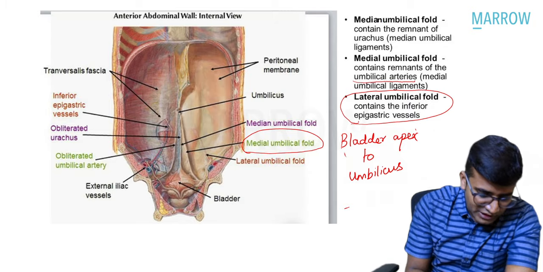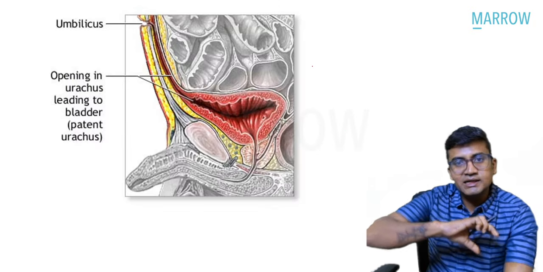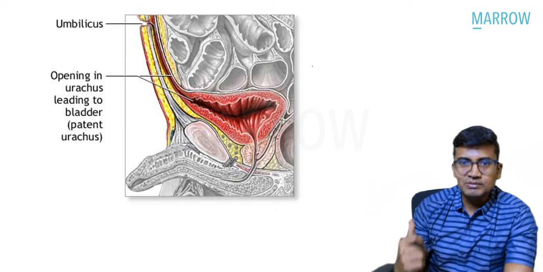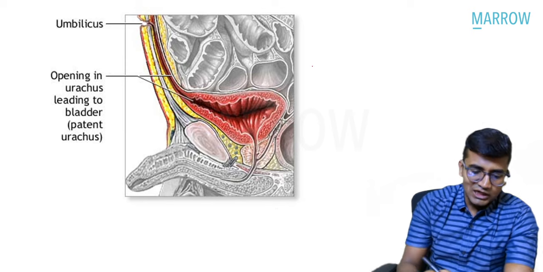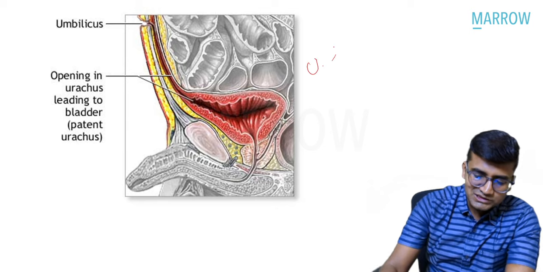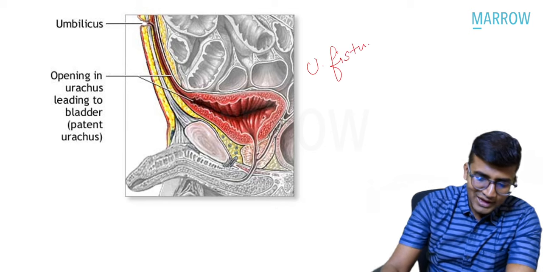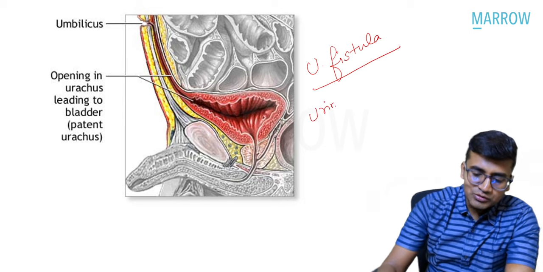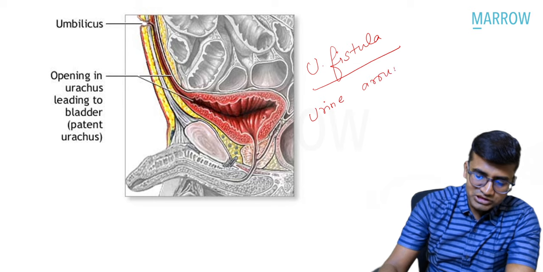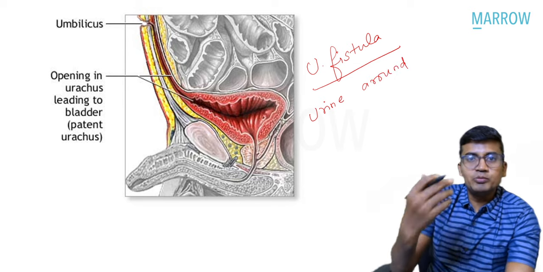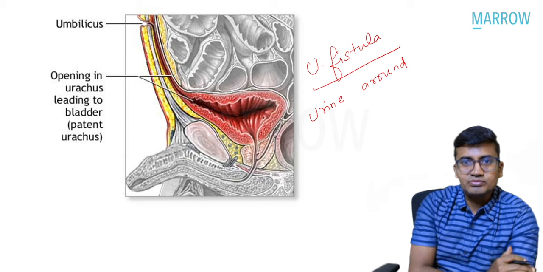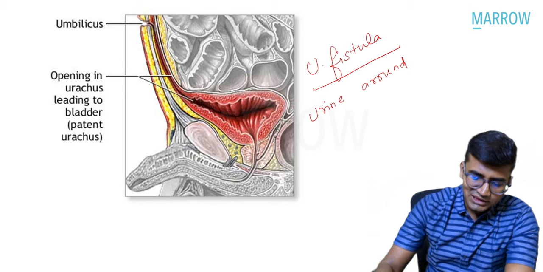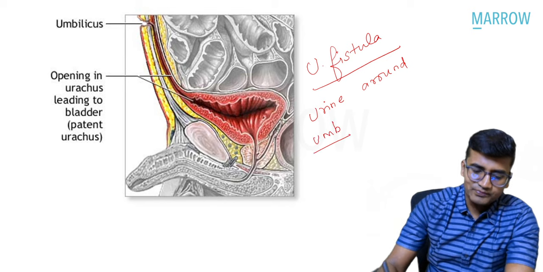Sometimes the urachus remains patent. The entire urachus remains patent. So now we have a communication from the bladder to the umbilicus and this condition is called urachal fistula. In urachal fistula, the baby will be passing urine around the umbilicus. So the question will be, a newborn brought to the OPD by his mother with complaints of passing urine around the umbilicus. And the answer is, that is due to urachal fistula.